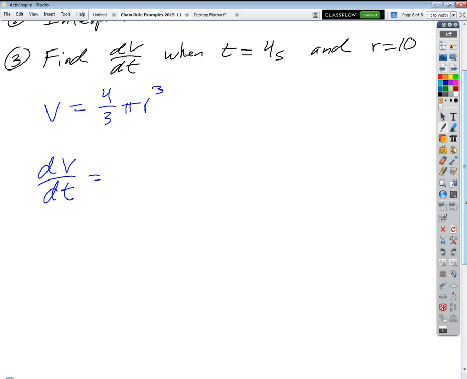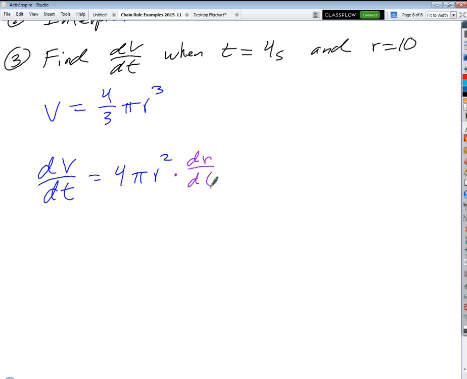Yes. Right? So would you agree then, when I do the first part, the 3 cancels the 3 on the bottom, right? So just like before, the first layer here gives us 4 pi r squared, and then you just multiply that by dr/dt. Yeah, I've got to multiply that by dr/dt. Now, before we go any further, I want you to just ponder this for a second, because what we just got there is really cool.